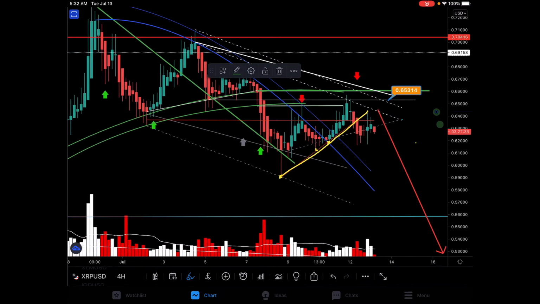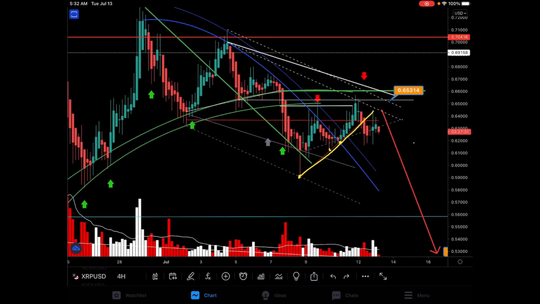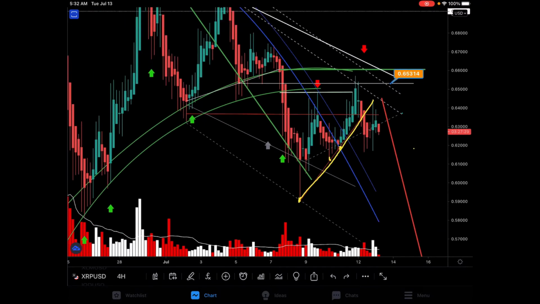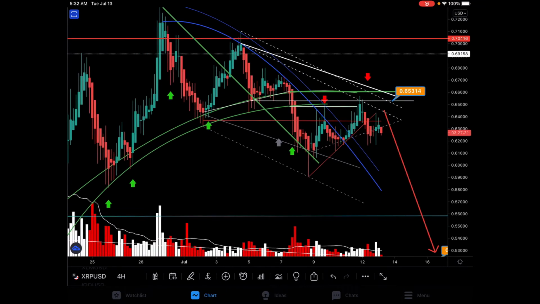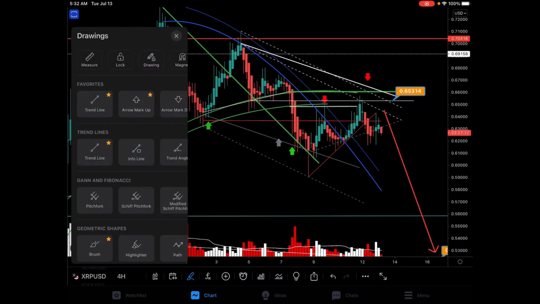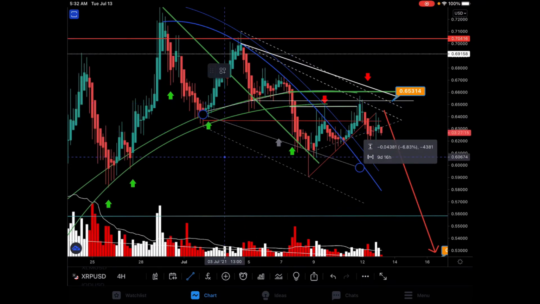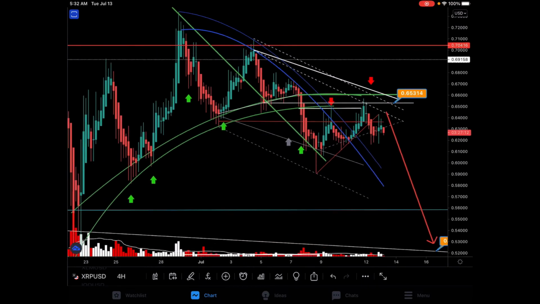and it's just mirroring what Bitcoin is doing. I really believe we're on our way down to the lower levels, and I believe we are going to hit 35 to 25 cents. That's where I'm at with price. That's what I believe price is going to do.